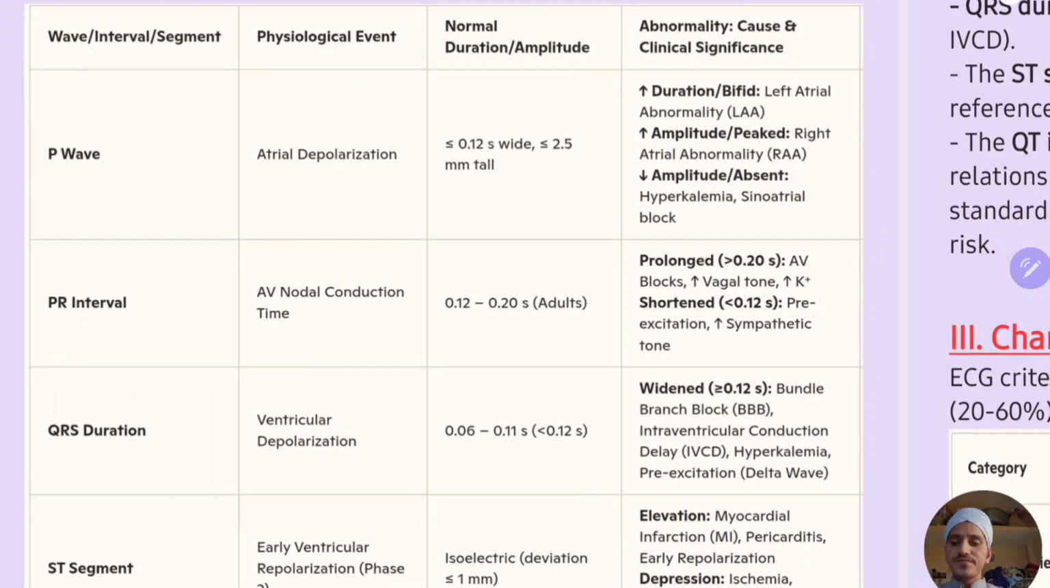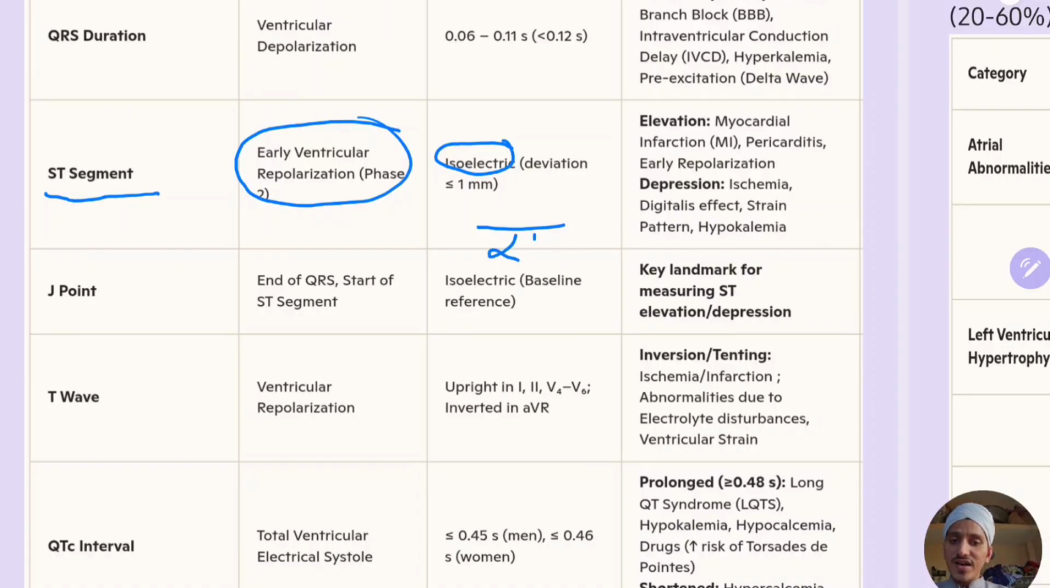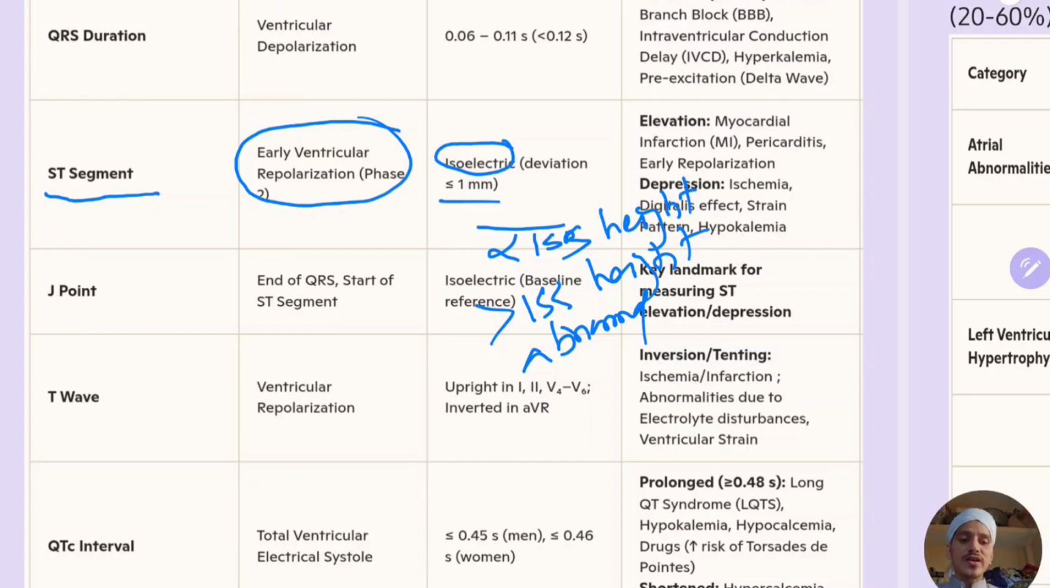So moving forwards, next, coming to the ST segment. Very important. The ST segment implies the early repolarization phase of the ventricles. So it is isoelectric, meaning it is a straight line. It will not deviate. And if it deviates, the deviation will be less than one small square in height. More than one small square height deviation is considered abnormal. Remember this point. This is given as 1 mm, but I am talking in terms of squares.